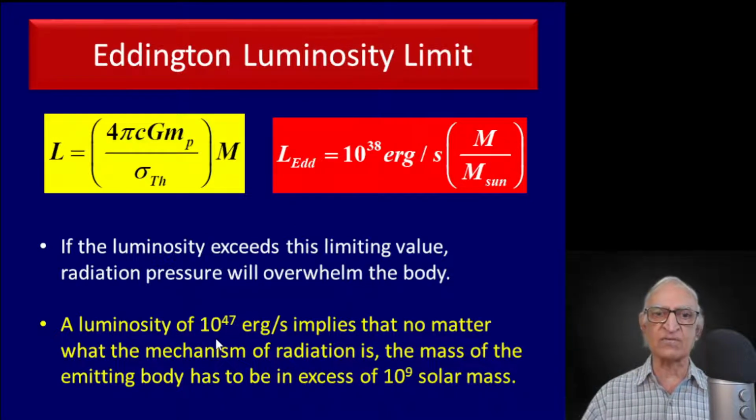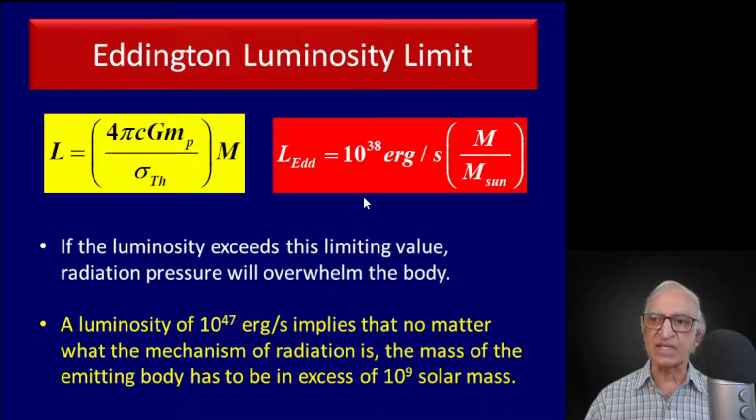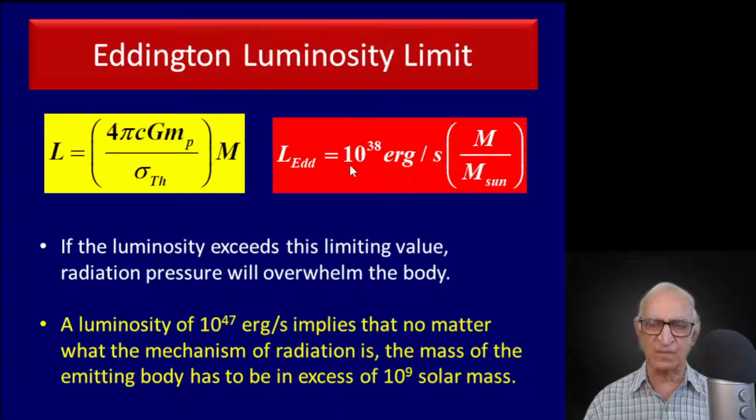Therefore, a luminosity of 10^47 ergs per second implies that no matter what the mechanism of radiation is, the mass of the emitting body has to be in excess of 10^9 solar mass. In other words, if I put 10^9 solar mass there, solar mass gets cancelled. So 10^38 multiplied by 10^9 will give me 10^47 ergs per second. So that's the argument. That is how we deduce that the central engines of quasars must have a mass of at least a billion solar mass in order to radiate 10^46 or 10^47 ergs per second.